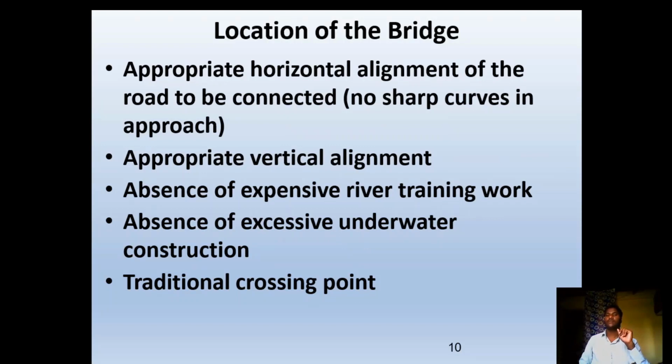This is once again an important factor. If any calamities occur on the bridge, we have to divert the road through that alignment. No sharp curves in approach. Appropriate vertical alignment also. Absence of expensive river training work. Absence of extensive underwater construction. Traditional crossing points.